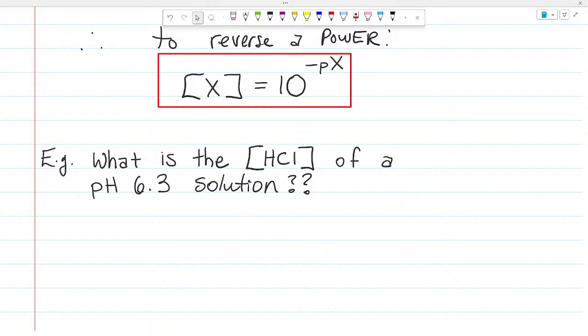What do I do? Talk to me. Well, what we know is that pH will give us the concentration of H plus, right? The concentration of H plus should just be 10 to the exponent negative pH. Yep, which is, in this case, what?